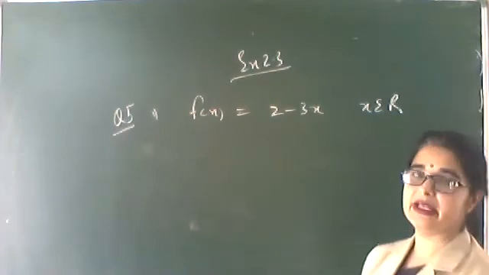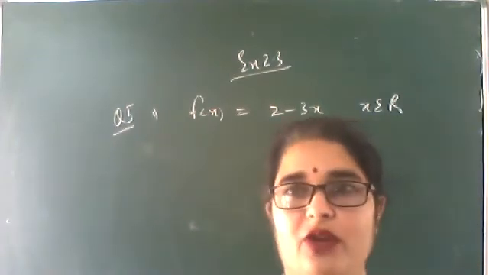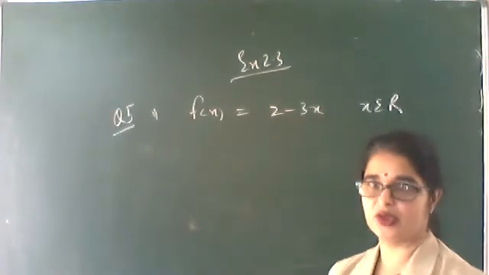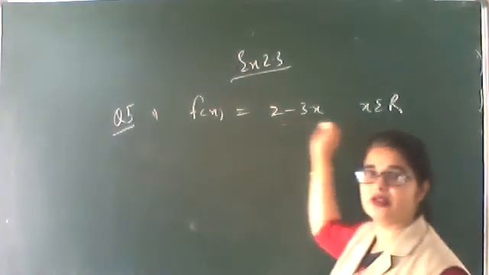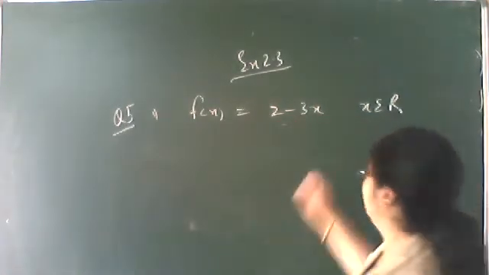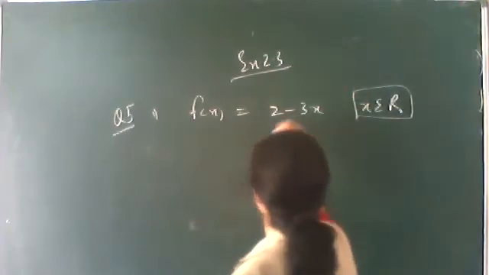I told you x is what? The values of domain. And y is what? The values of range. So here you can see that it is written x belongs to R. Now just see, when x belongs to R, that means x can take any value.